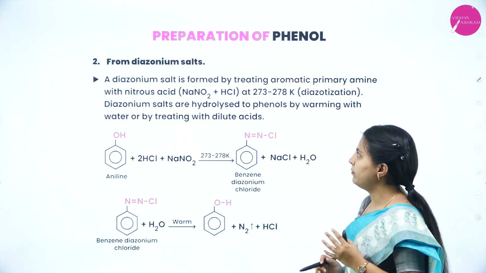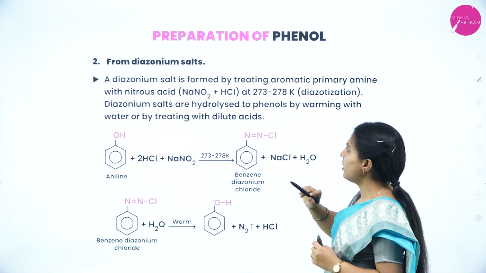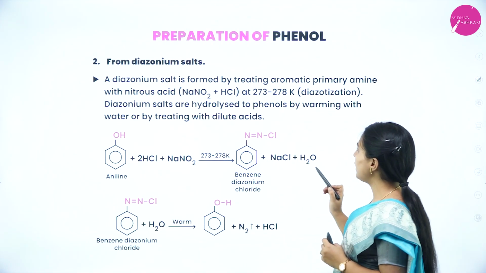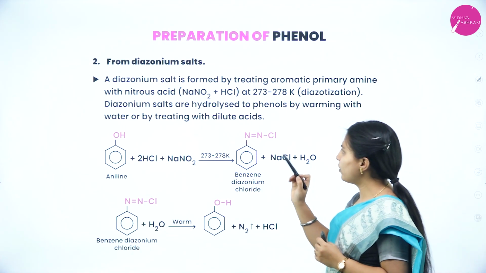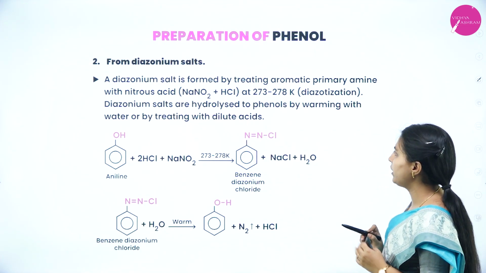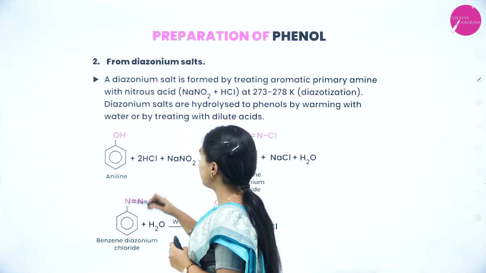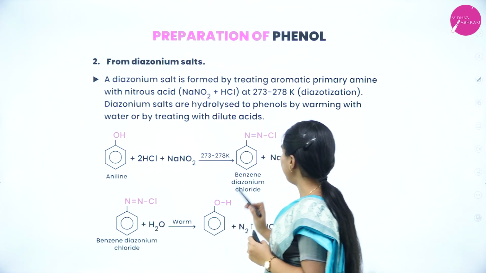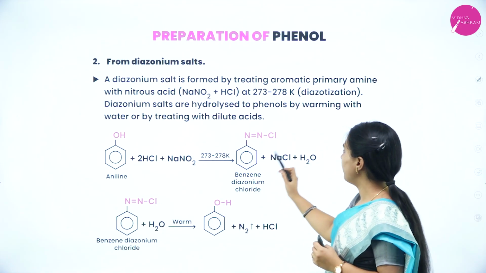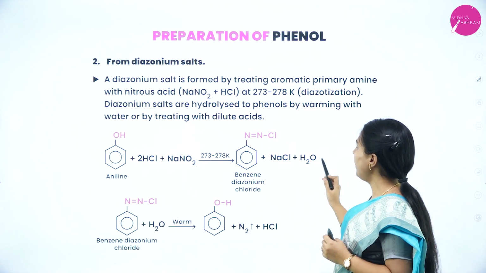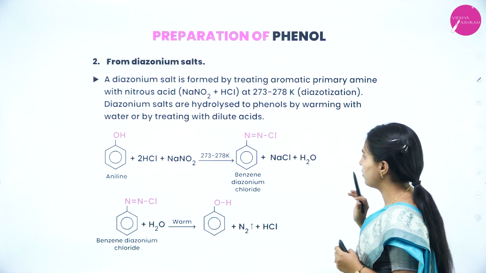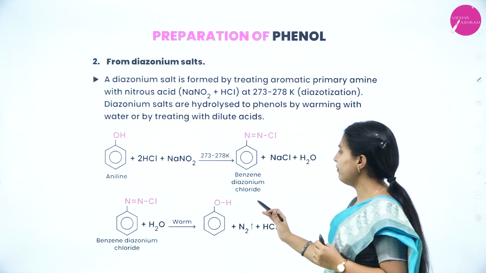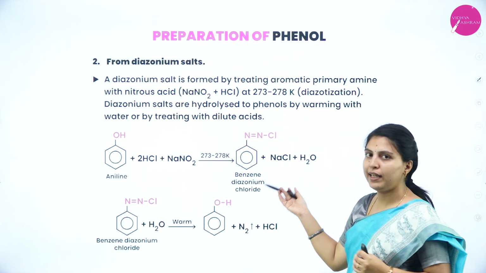Okay. Next, from diazonium salts. A diazonium salt is formed by treating an aromatic primary amine with nitrous acid at 273 to 278 Kelvin. Diazonium salts are hydrolyzed to phenols by warming with water or by treating with dilute acids. Aniline, when treated with hydrochloric acid and sodium nitrite, gives benzene diazonium chloride, with the liberation of sodium chloride and water. This is a diazonium salt. When treated with water and warmed, it gives phenol and nitrogen gas is liberated.